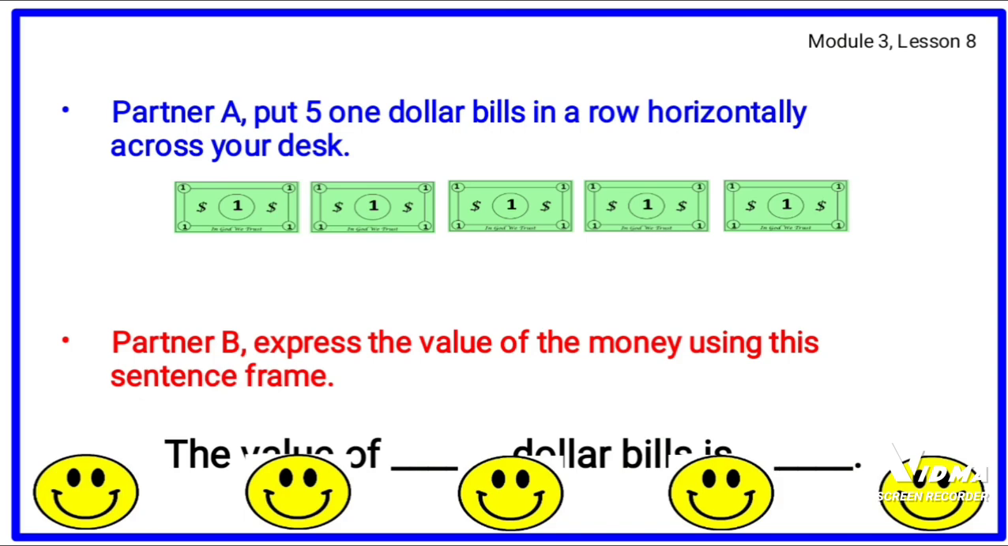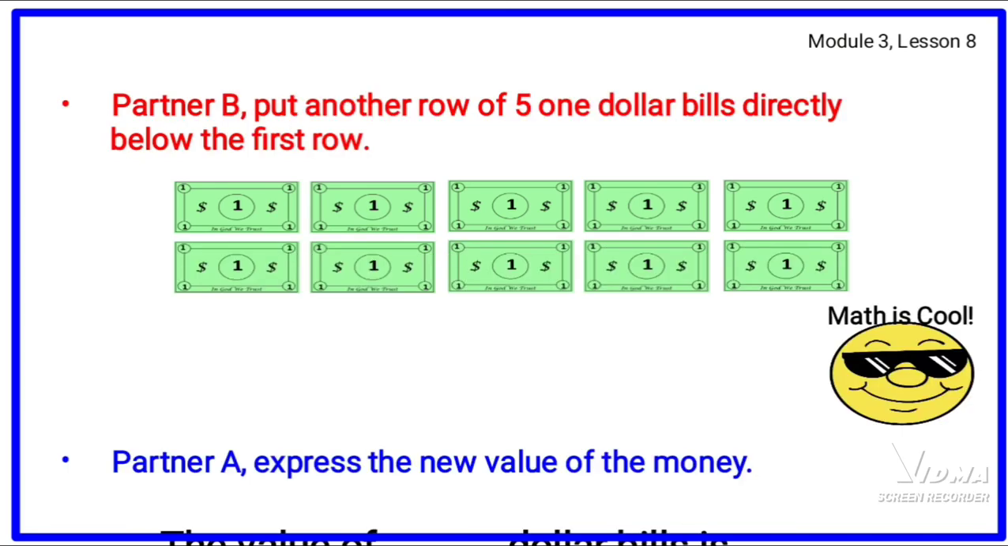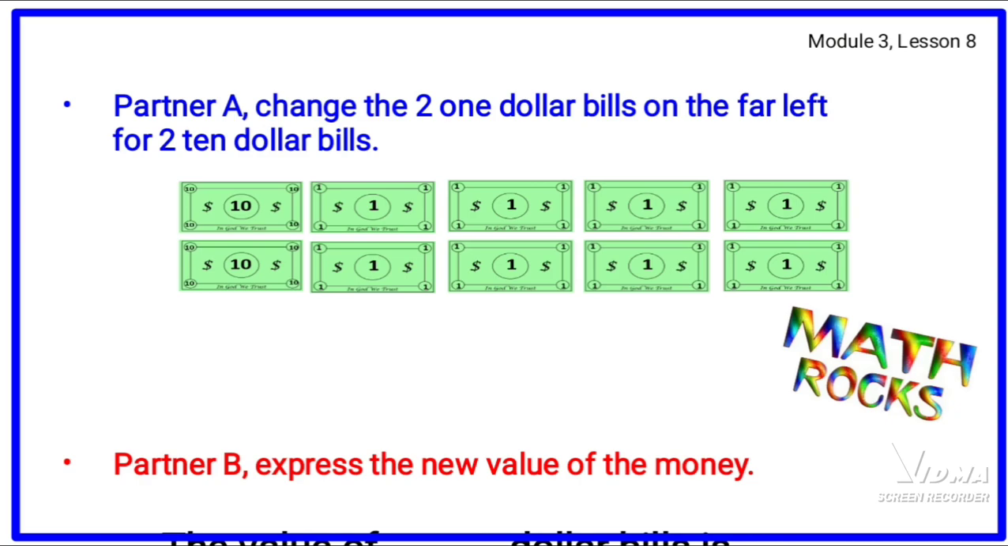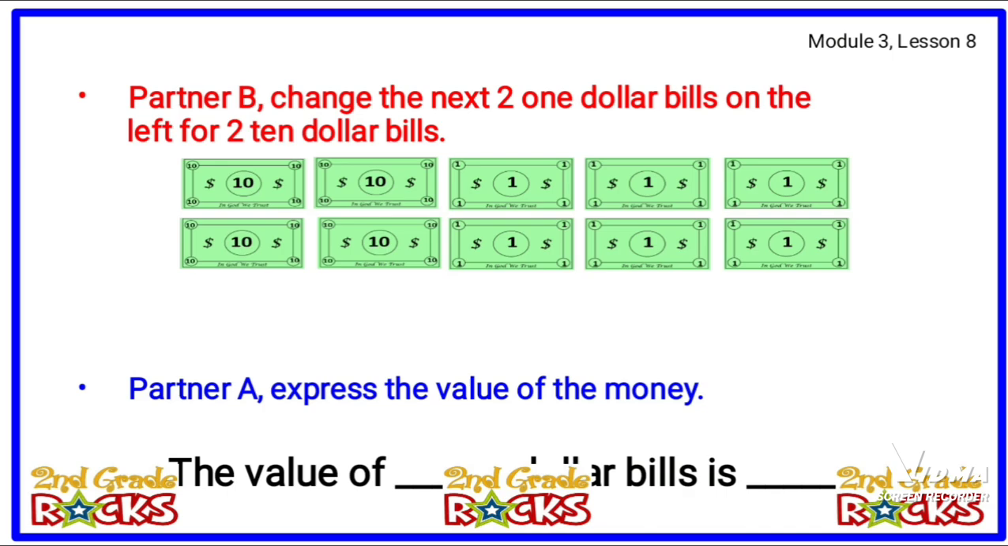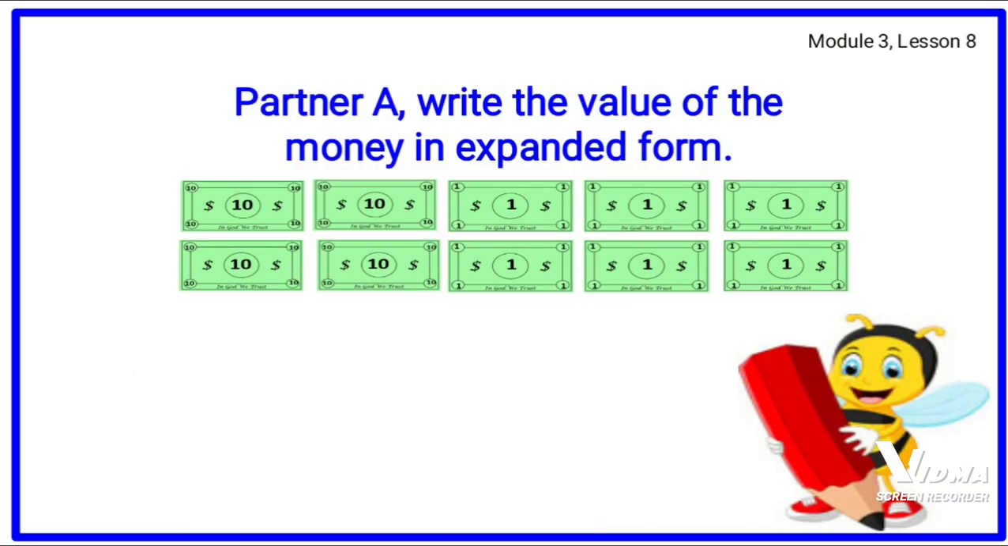You have one, two, three, four $5 bills. That will be $20, isn't it? Now they are double the number. That will be how many? Try and say the number. Now look at it very well. There are two $10 bills and eight $1 bills. That will be $28, isn't it? All right. Can you write that in expanded form? Two tens, eight ones. That would be very easy to do.